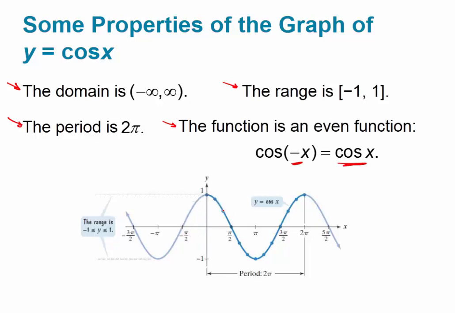If I took, for example, this value right there, which would be a positive x coordinate value, and I came over here to the negative x coordinate value, it would give me exactly the same y value there. So cosine is an even function.